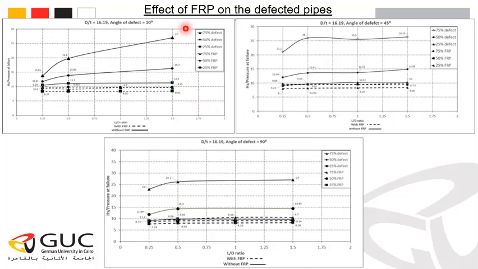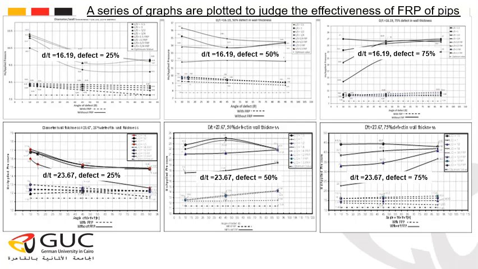Now let's talk about the effect of FRP on the defective pipes. We can see there is a significant strength gain for the defective pipes in comparison to the non-repaired ones. And also we can see that the effect of angle of defect is nearly eliminated, as well as the length of corrosion to diameter ratio, so all pipes behave the same due to confinement of FRP. And also the same thing is obtained for other defect angles and other pipes.